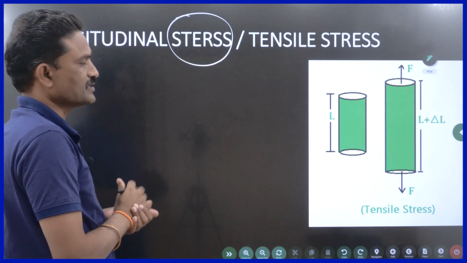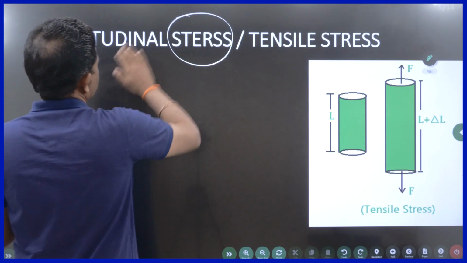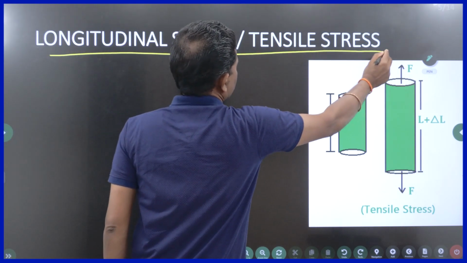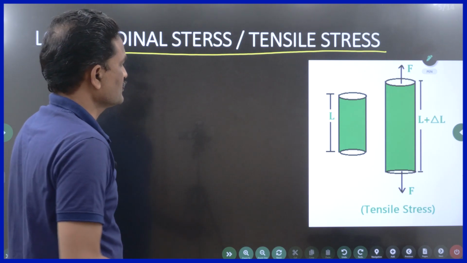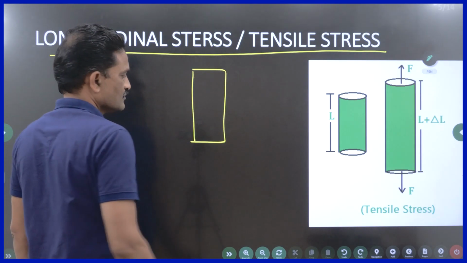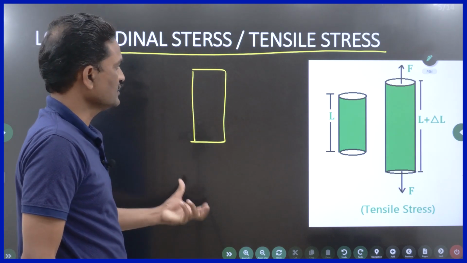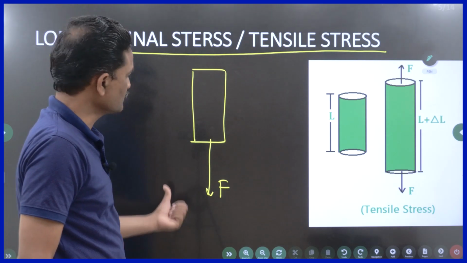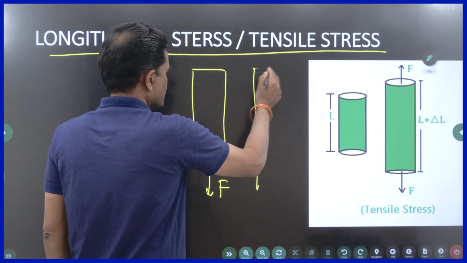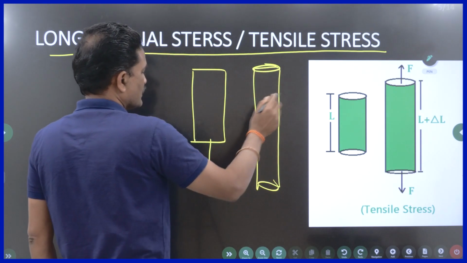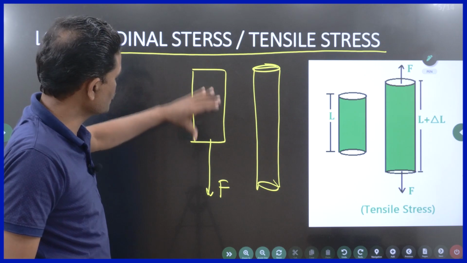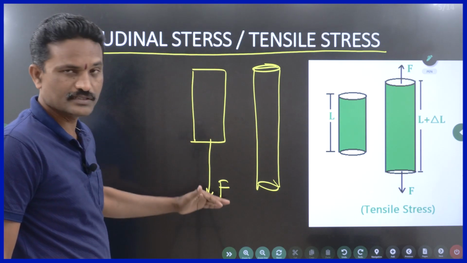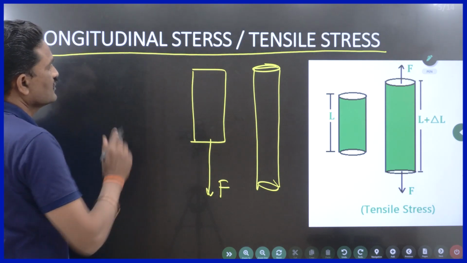Now there are three types of stress. The first one is called longitudinal stress. It is also called tensile stress. What do you mean by longitudinal stress? You take something, let us say this is a cylindrical object. I am applying force downwards. Because of this, its length increased and its area of cross section decreased. So it is undergoing change in its length. So I am applying force such that its length is changing. That is the reason why it is called longitudinal stress.